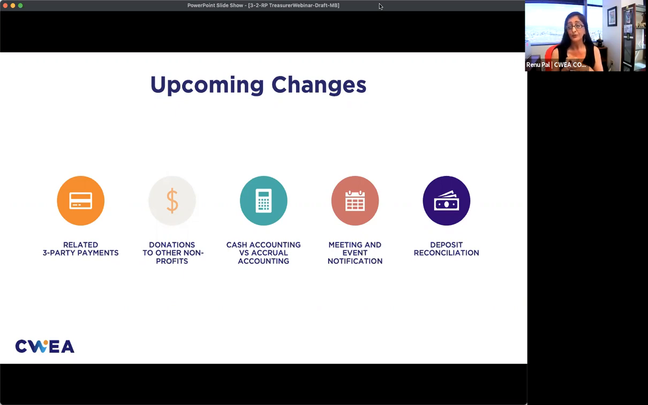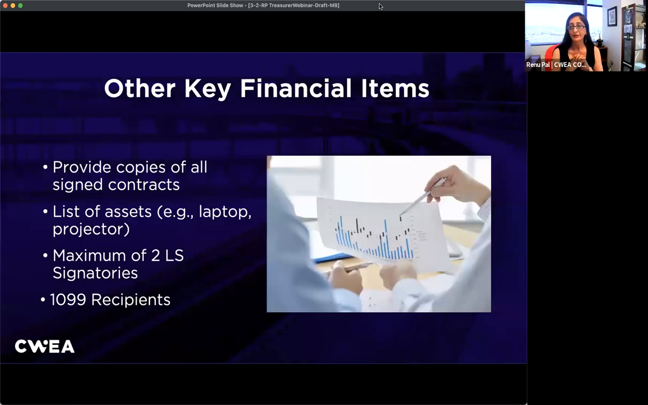And the third item they wanted to address was bank deposit reconciliations. For that, it's basically having two people: a person that makes the deposit, and a second person, the local section president, who would sign off on the deposit. And we'll get into that more as we put these changes into place. Megan?